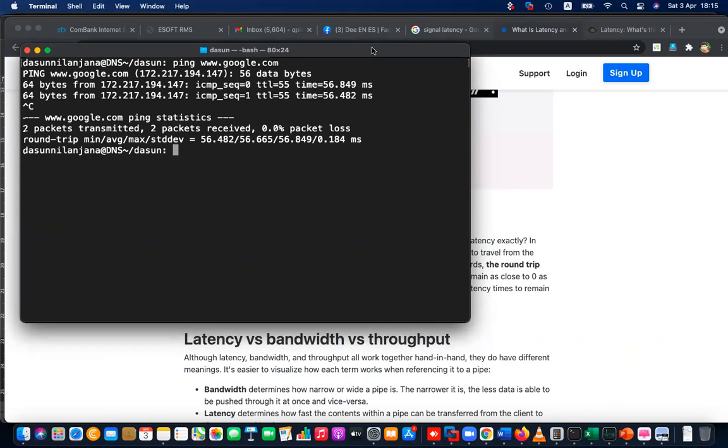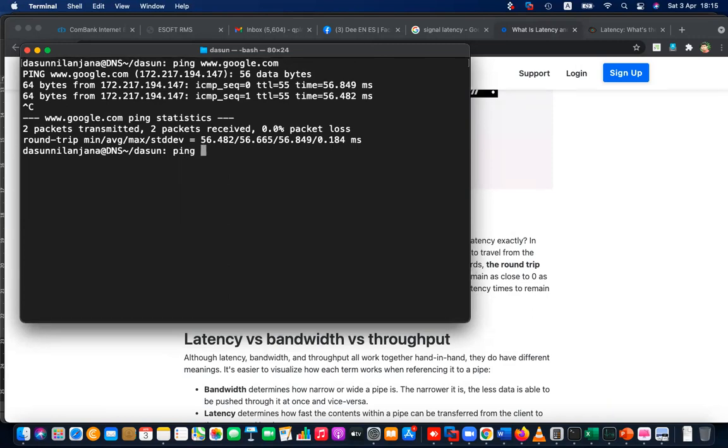Sitmi? Sorry, Netuli? 66 milliseconds. So if latency is low, then your connection speed is quite higher. But it depends, right? It is not always the same.